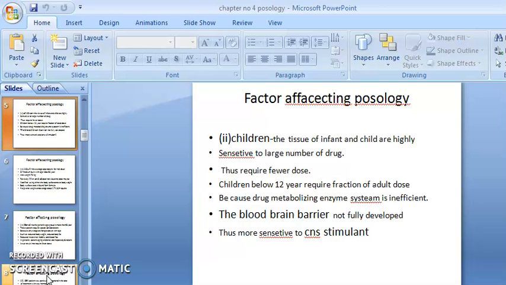आता blood brain barrier not fully developed. There is a barrier between the blood and brain, and in children it is not fully developed. So they are more sensitive to CNS stimulants. Central nervous system acting drugs जे आहेत ते more sensitive असतील because they cross the blood brain barrier. If they cross the blood brain barrier, the brain activity, CNS related stimulation, will be activated.